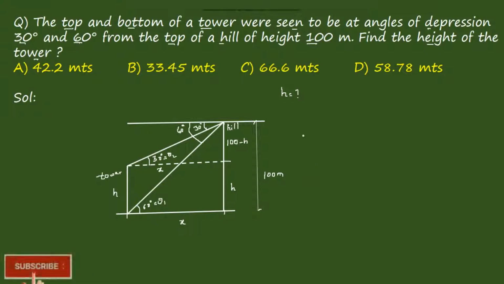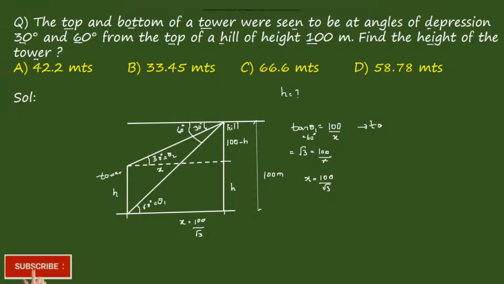Now tan theta 1 is equal to perpendicular by base. Perpendicular is 100 meters, so it becomes 100 by x, right? Theta 1 is 60 degrees. Tan 60 degrees is root 3, equal to 100 by x. Then we get x equal to 100 by root 3, right? So we got the x value, which is 100 by root 3.